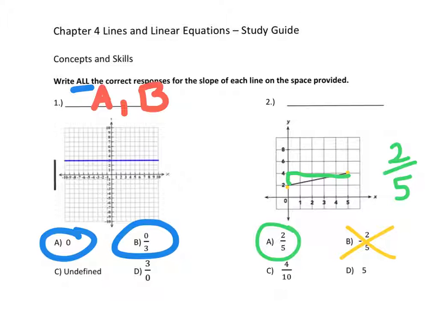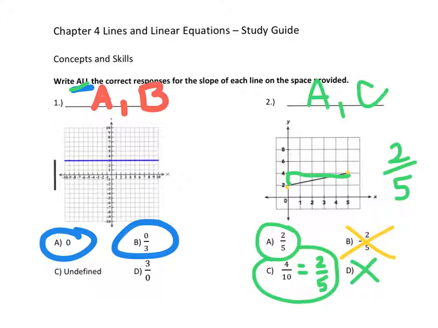But again, I'm looking for all the correct responses. 2 over 5 is not the same as 5, but 4 over 10 would reduce to 2/5. So C is also an answer choice.